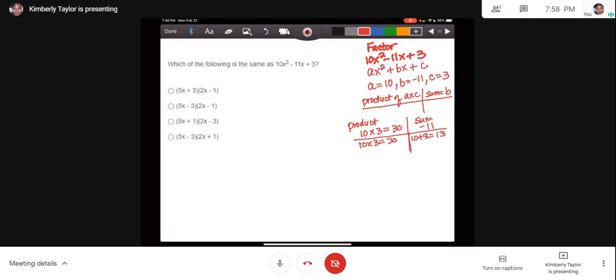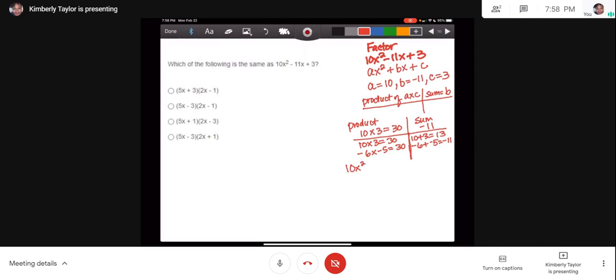Now, you also have to remember that multiplying two negatives together will give me a positive answer. So if I say negative 6 times negative 5, I get positive 30. When I say negative 6 plus negative 5, I get negative 11. So that's the combination that I want. So using that combination, I began the process of trying to solve.